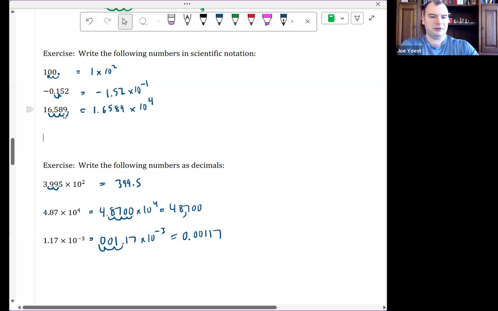or 16,589. We think of the decimal point as being at the very end of that integer. And we need to move that 4 places to the left between the 1 and the 6 to get exactly one non-zero digit in front of the decimal point. So we have 1.6589. And since we moved 4 places to the left, we need to multiply by 10 to the fourth to counteract that.